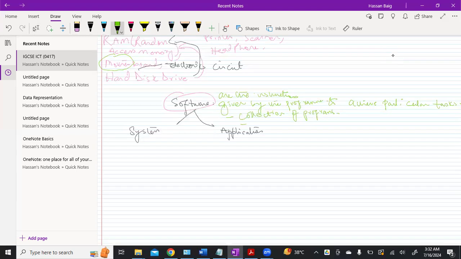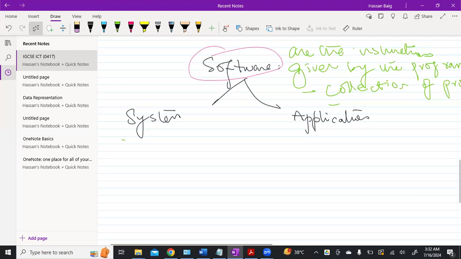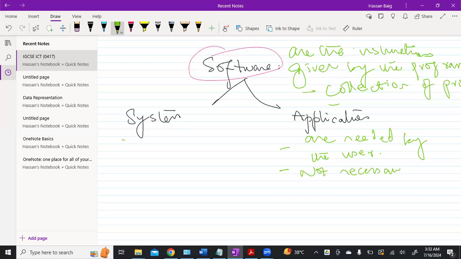Okay. So understand what is software? Software is basically of two types. First type, we will discuss later; the second type is much easier to understand. Application software. Application software are needed by the user. Okay, this is the first point. I'll give you another point. Not necessary to run the computer.